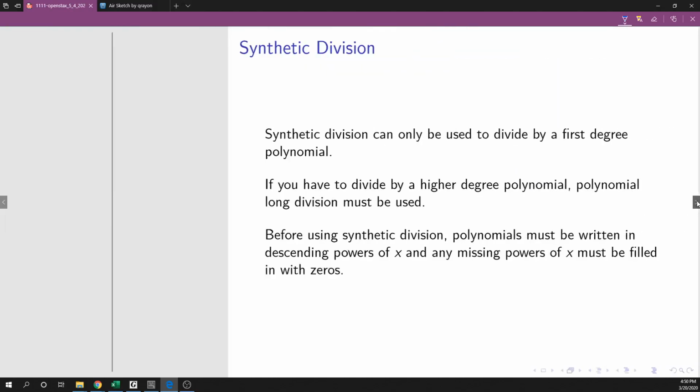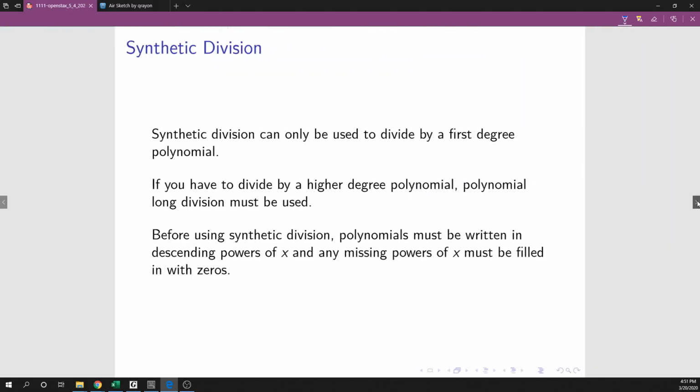Okay, and so in the next video we will talk about synthetic division and the difference between it and polynomial long division, and then how to do it.